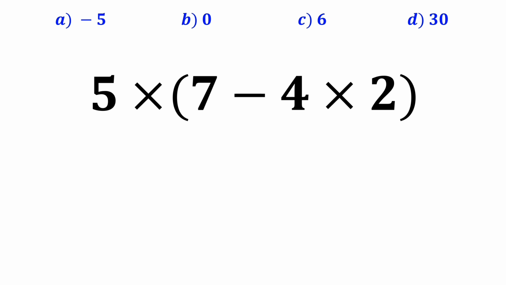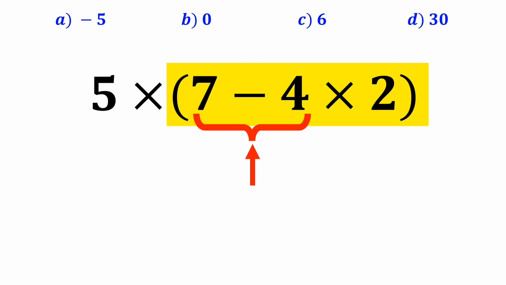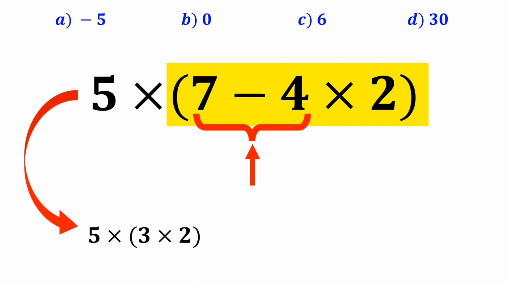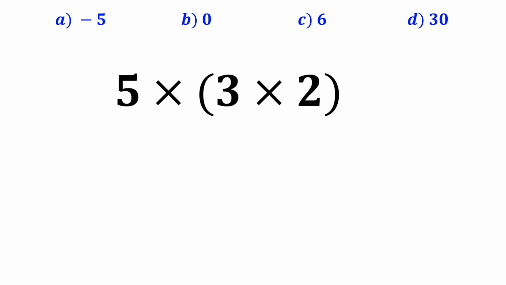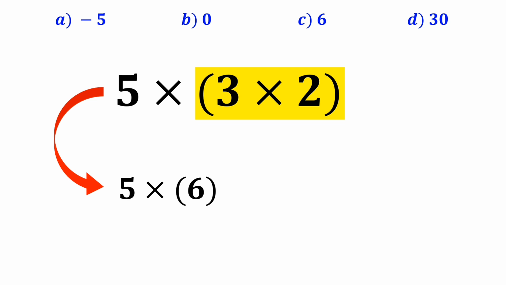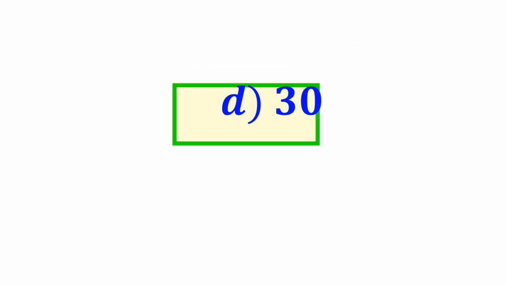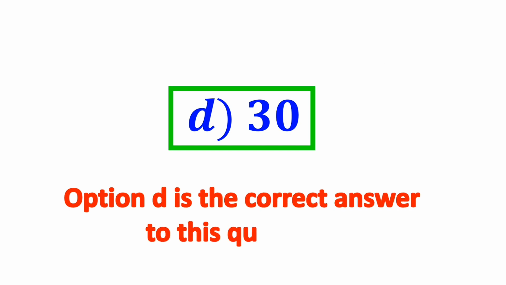Many people, as the first step to solve this question, go straight to the parentheses which I've highlighted in yellow and start with the expression 7 minus 4, which becomes 5 times open parenthesis 3 times 2 close parenthesis. In the next step, they calculate the expression inside the parenthesis, which is 3 times 2. So it becomes 5 times 6, and finally, they get the answer 30. Then, without any hesitation, they quickly say that option D is the correct answer to this question.